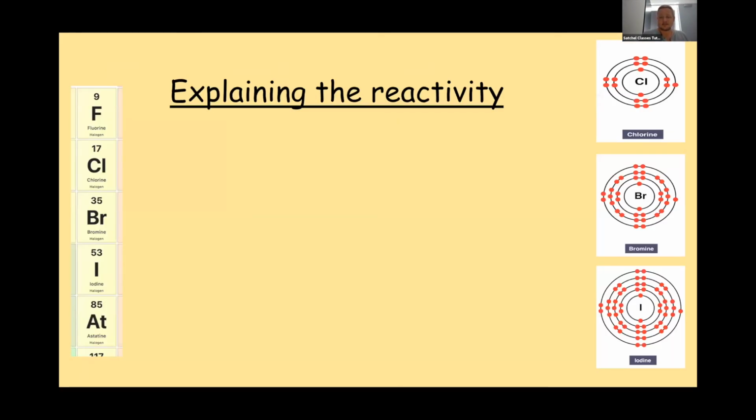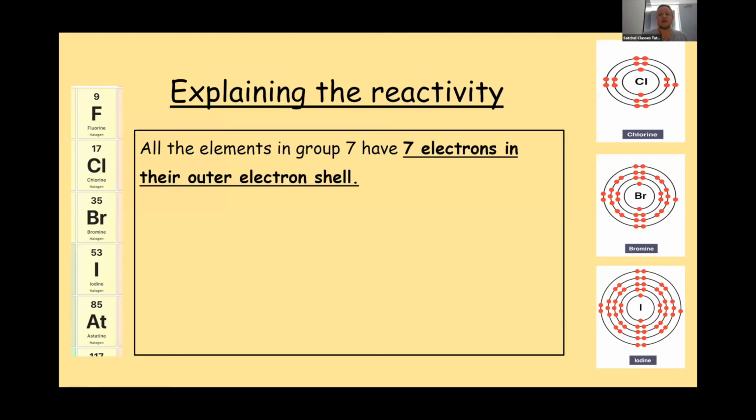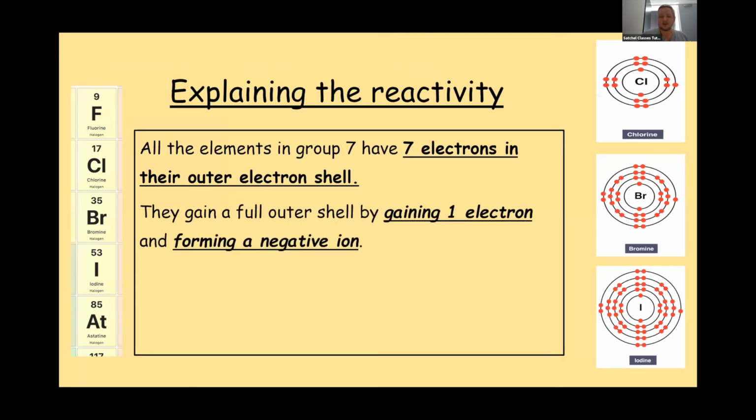Explaining the reactivity then. Now this is very similar to what we saw with the alkali metals. We're still talking about the electron shells. The elements in group 7 have 7 electrons in their outer shell. They gain a full outer shell now, not by losing, but by gaining 1 electron and forming a negative ion, and they gain that 1 electron from another atom nearby.